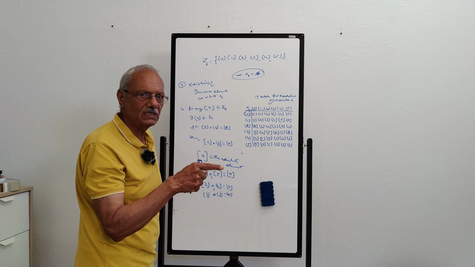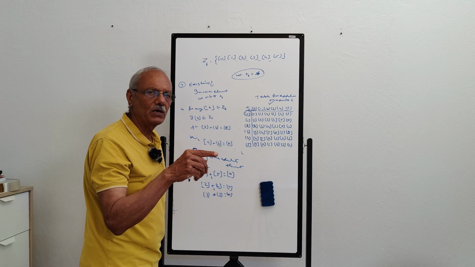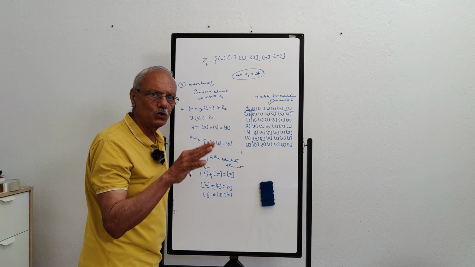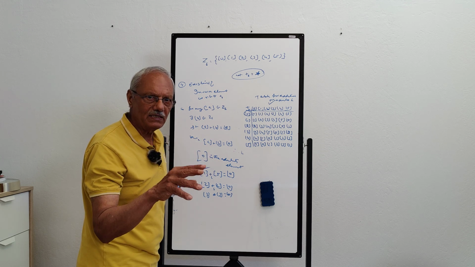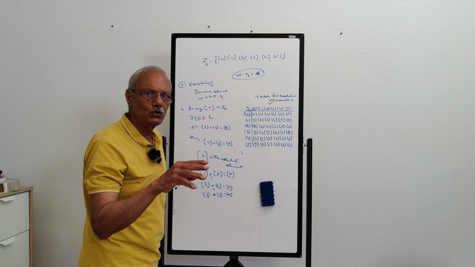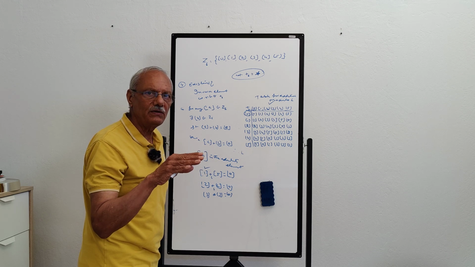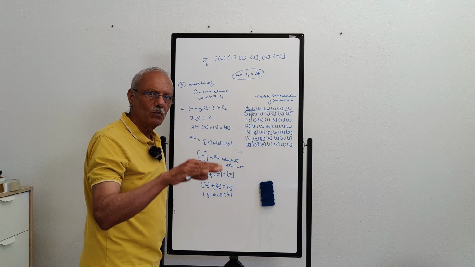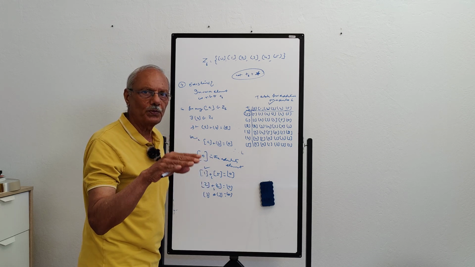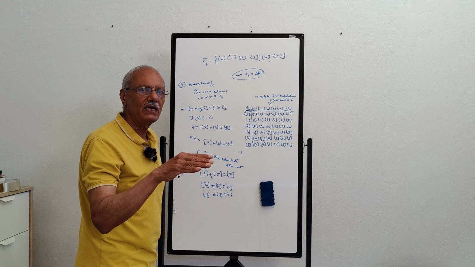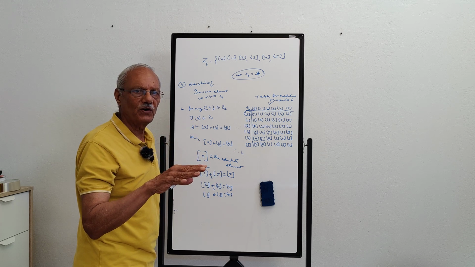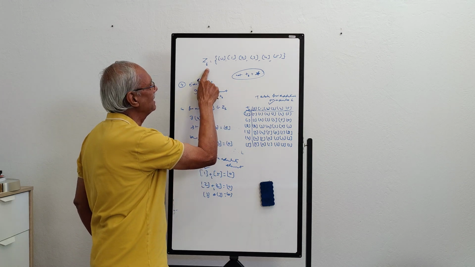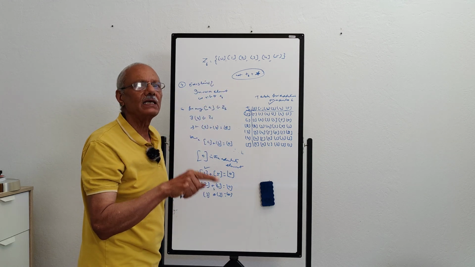Because of these reasons, the 4 properties are satisfied: the closure property is satisfied, the associative property is satisfied, the identity element exists, and the inverse with respect to modulo 6 is also present for any element in the same set. Therefore, the 4 properties are satisfied. Hence, this Z6 plus 6 is a group.